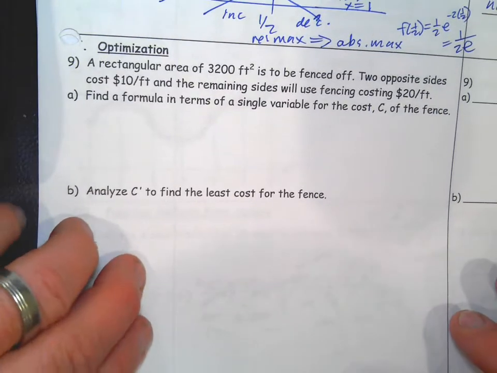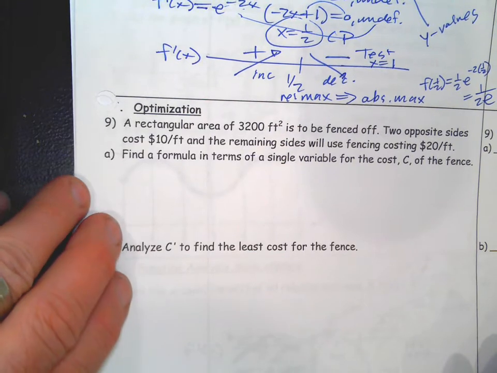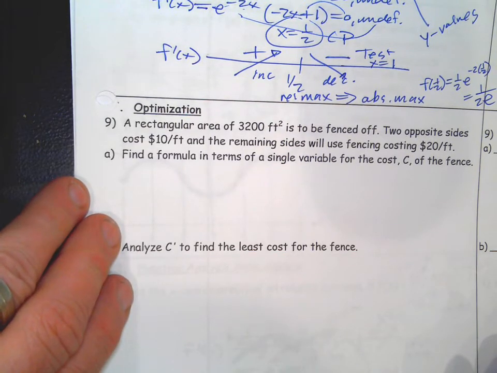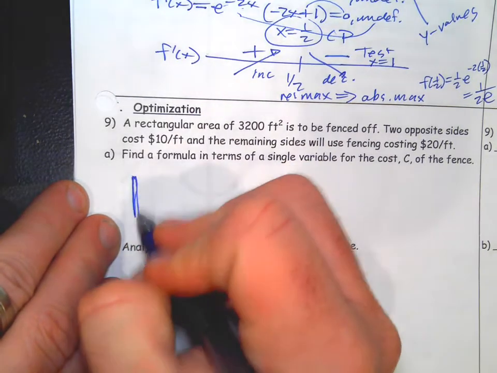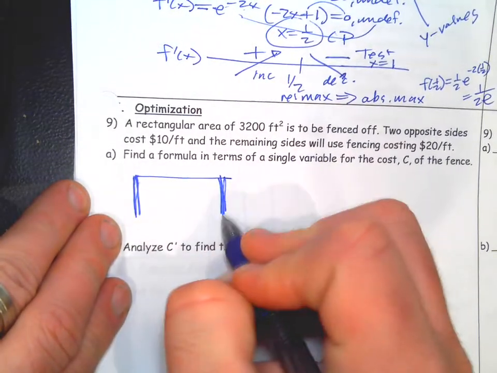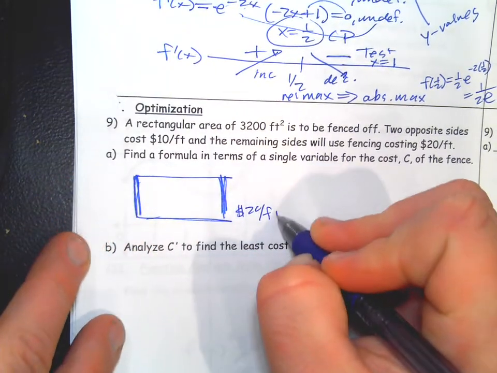Optimization. A rectangular area, 3,200 feet squared, is to be fenced off. Two opposite sides cost $10 a foot. The remaining sides will be using fencing that's $20 a foot. Draw a picture. I want to make the thicker stuff the more expensive stuff. That's up to you. I don't care.